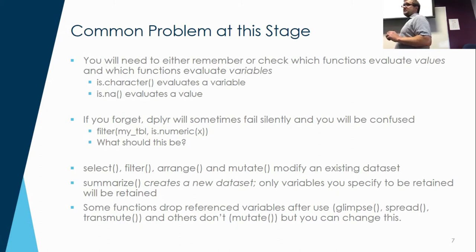IsNumeric checks variables, vectors, right? And it returns what they are. So this statement does not make any sense, because what it's saying is check to see if the variable x is numeric and then filter rows by that variable. But variables are always one type. So that variable either is numeric or it is not. So this makes no sense. If I wanted to check if a variable was numeric, what should filter be instead?